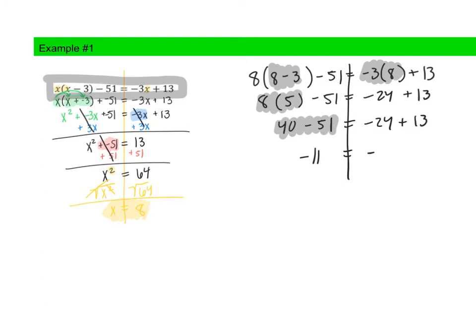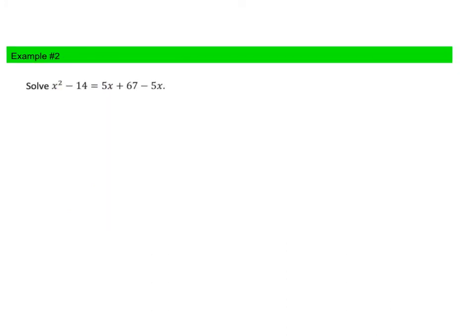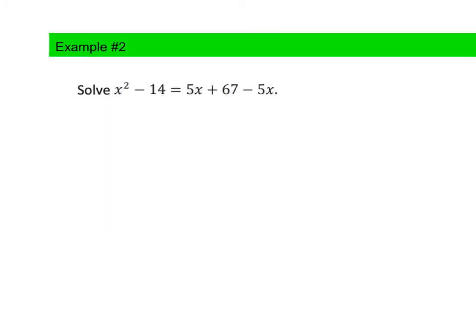This equals negative 11 as well. So it balances out. So my answer was correct. X does equal 8. Okay? Make sure you have this down before we move forward. All right. Example number 2.